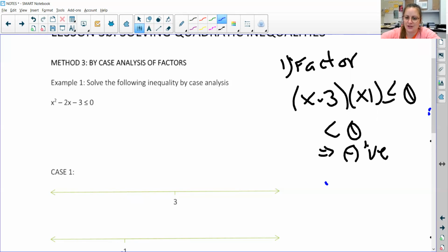So you can either have the first factor negative and the second factor positive. That will overall give you a negative value.